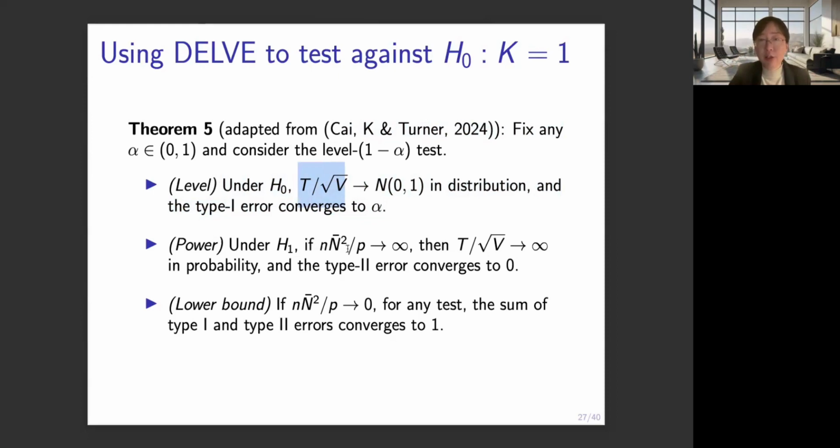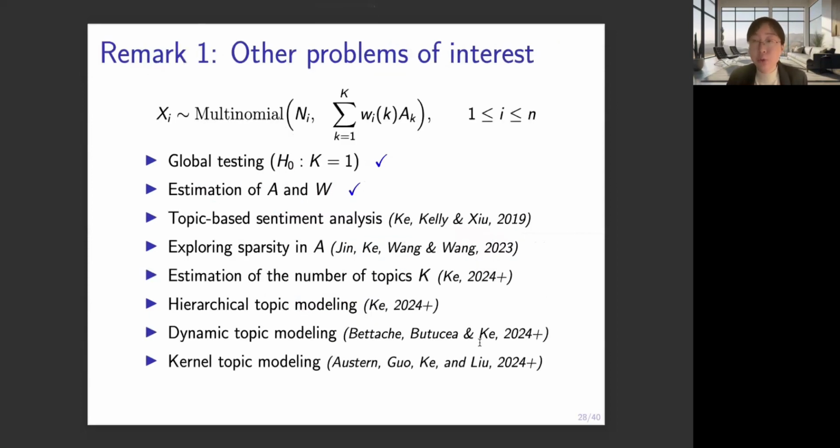Then how about the power? We show that if this goes to infinity, then this one goes to infinity so that we have asymptotically full power. And then a matching lower bound: if this goes to 0, then the two hypotheses are just indistinguishable. Okay. So this finishes the first part of the talk. And then I have two quick remarks, and I will apply all these techniques to the MetaStat data set I showed you at the very beginning.